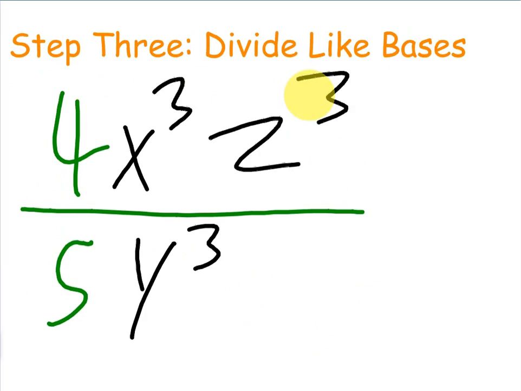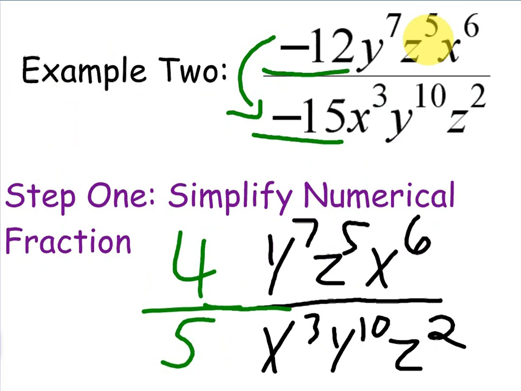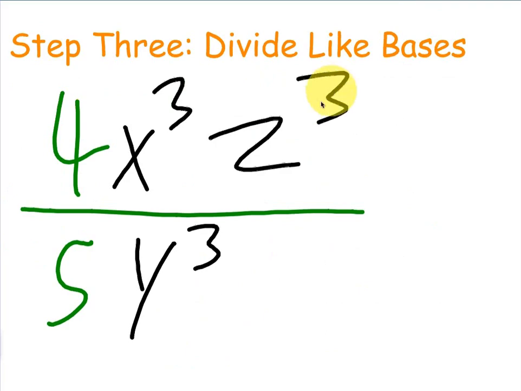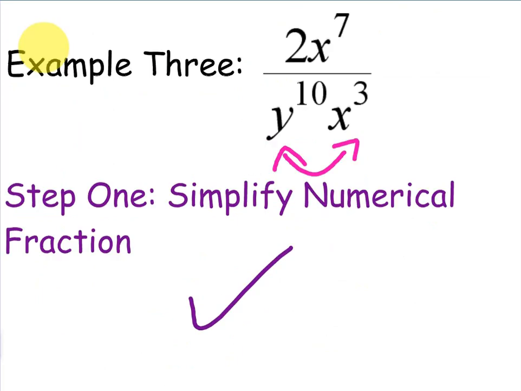So just to reiterate, we started out, whoops, that's the wrong example. We started out with this, which is very complicated. We simplified it down to just 4x cubed z cubed over 5y cubed. That's it. Dividing monomials is actually very simple. Let's take a look at another example.